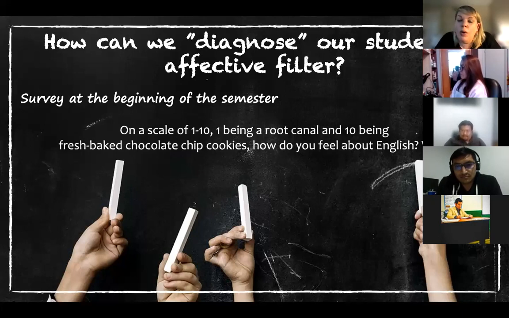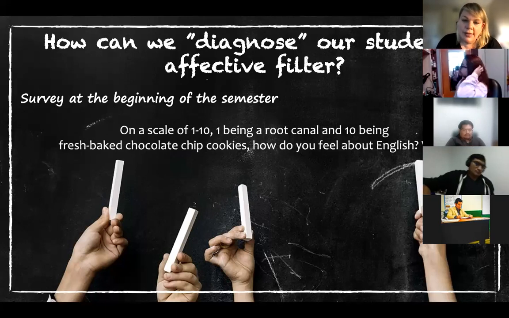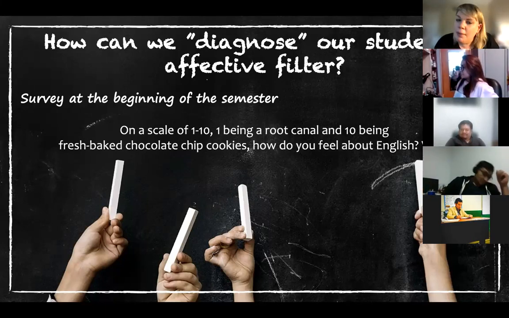And why were some of the reasons they put 1? Because they've had horrible experiences with teachers. They've had horrible teachers of English because they hate studying grammar. That's another reason. So if you can diagnose your students' affective filters to see how they are right now, you will be able to work with them better.